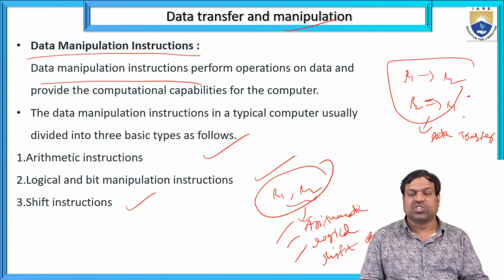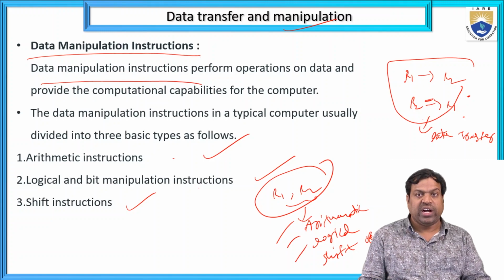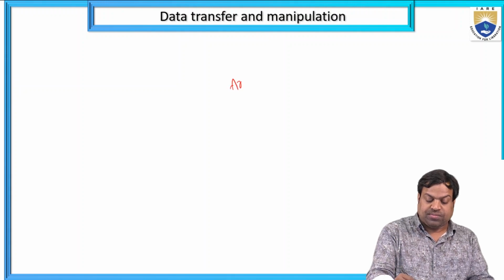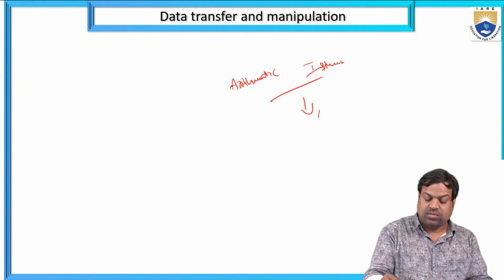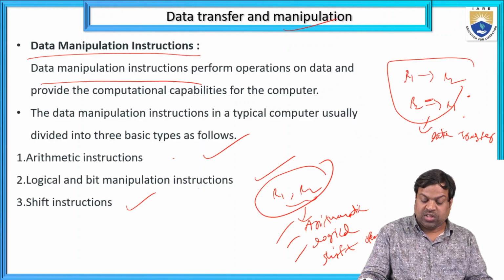The data manipulation instructions in a typical computer are usually divided into three basic types as follows: arithmetic instructions, logical instructions, and shift instructions. Arithmetic instructions mean addition, subtraction, multiplication, and division. These are the arithmetic.